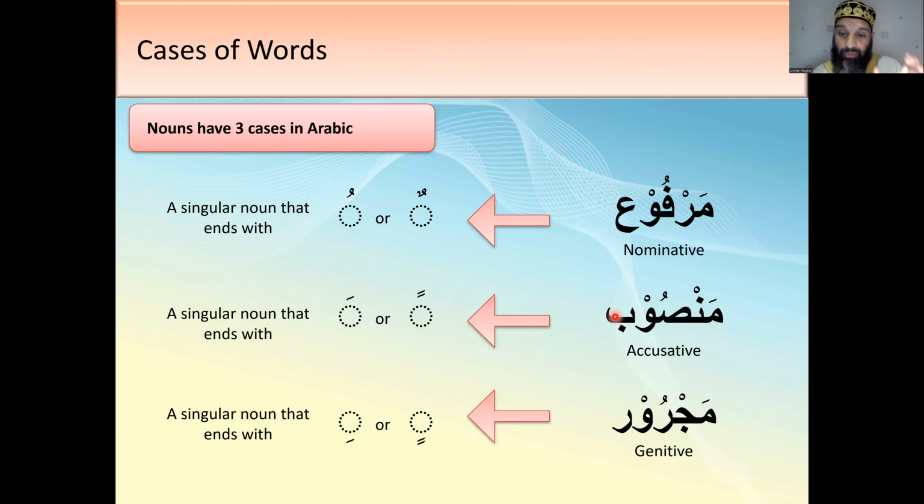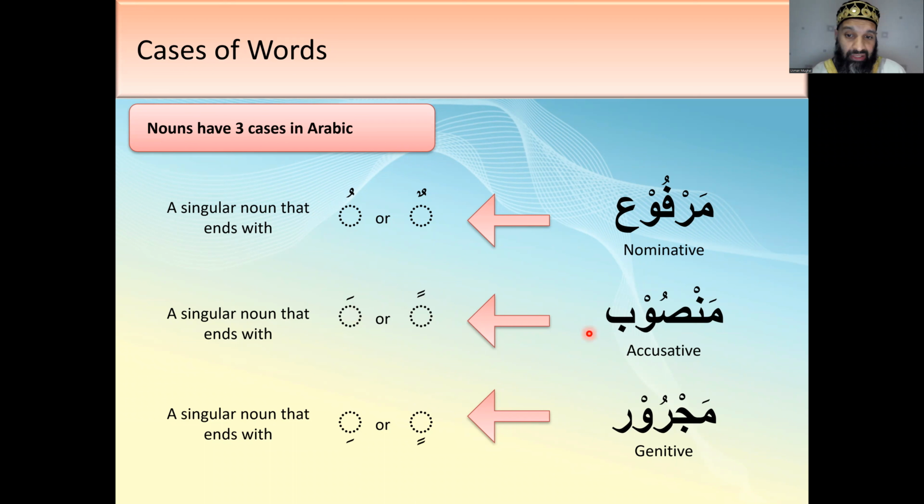And then mansub is when a singular noun ends in a double fatha or a single fatha, a two zabar or single zabar. If a singular noun ends in that, then the case that it's in is mansub. So imagine in a sentence, a marfu word is, for example, house, it's in capitals.